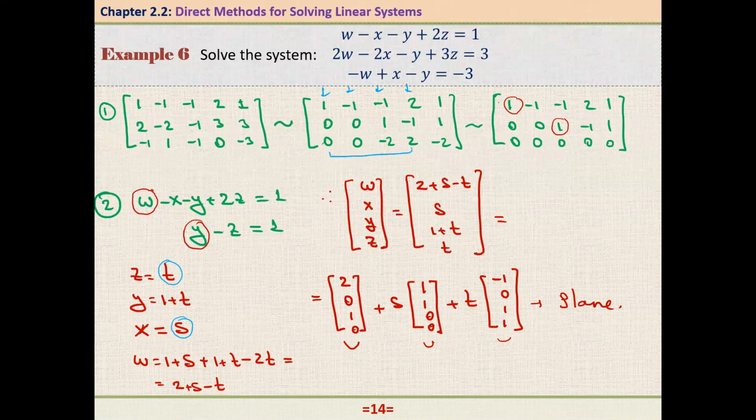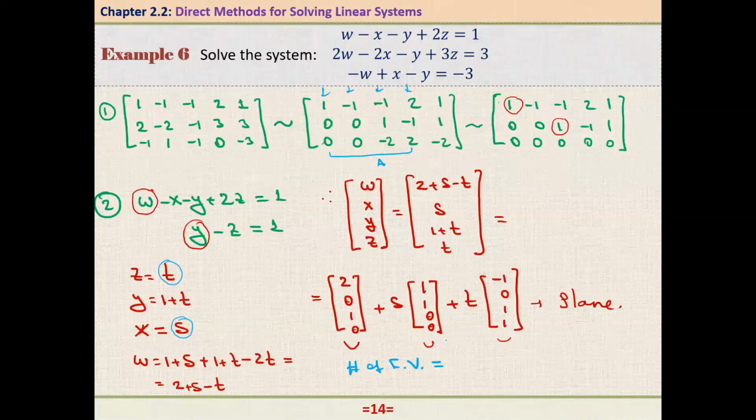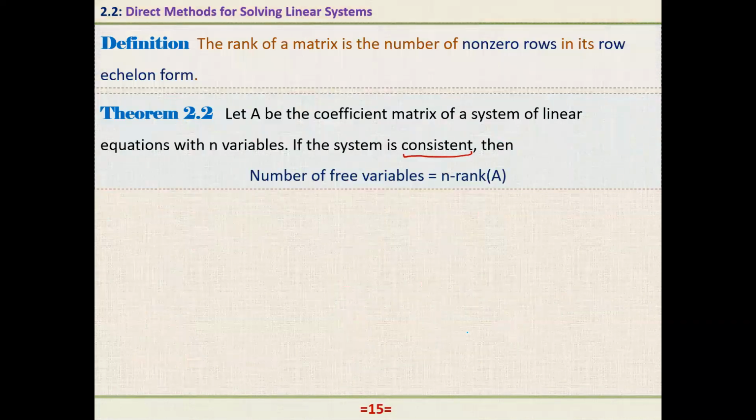Actually, we are talking about only the coefficient matrix. It has 4 columns. That means that we have 4 variables. So the number of free variables, let's say that's equal to n. And what is n? n is the number of variables. Here we have 4 variables, w, x, y, z. So that is 4 minus the rank of A.